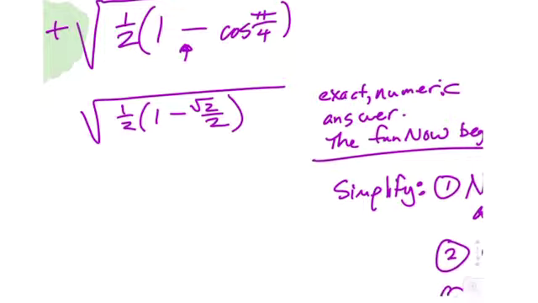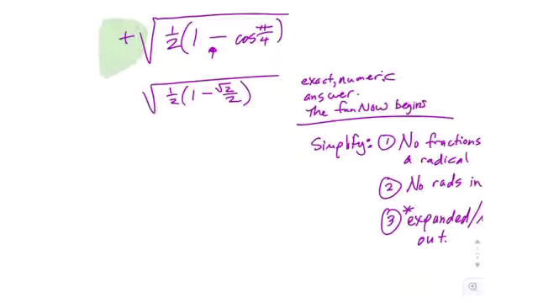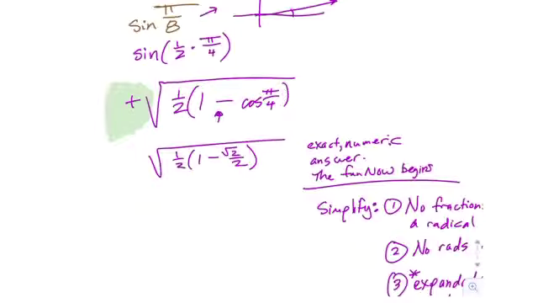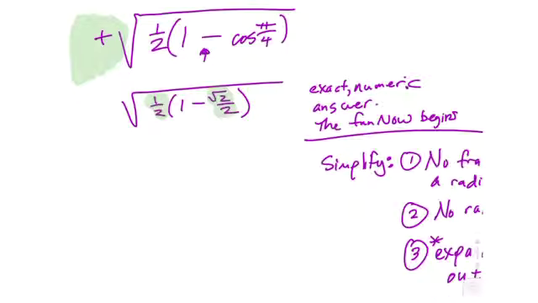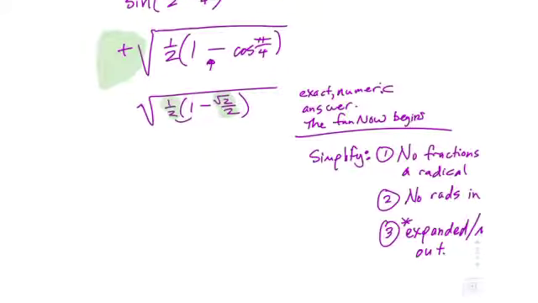So let's start. You're like, hey, I got a radical under a radical. That's not necessarily bad, but I do have a fraction under a radical. That's no good. So here's what you're going to want to do first. The first thing you could do is distribute the 1/2. That's going to be pretty much universal. That gives you 1/2 minus the square root of 2 over 4.